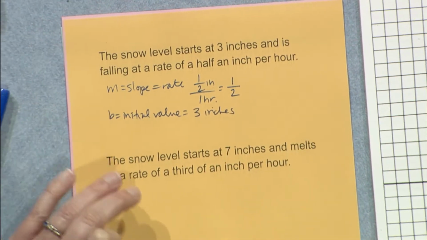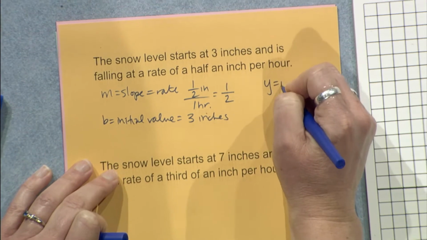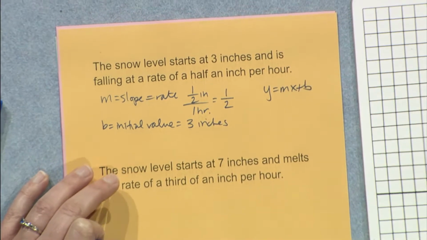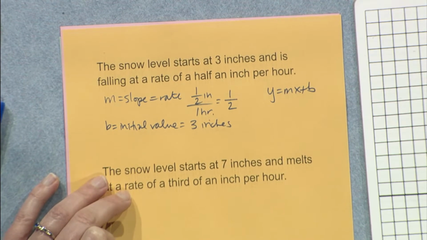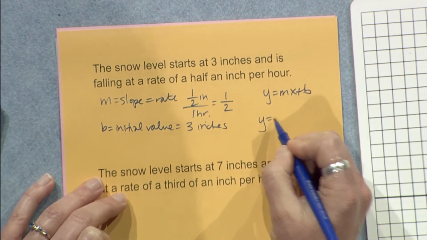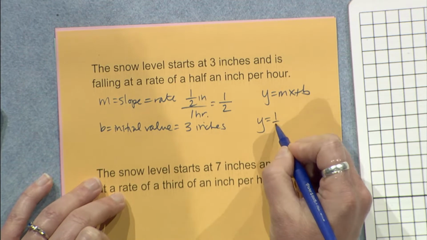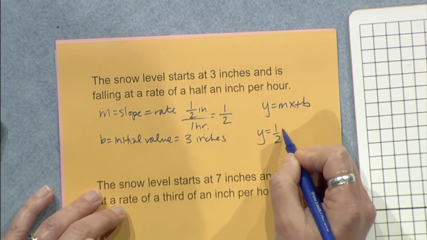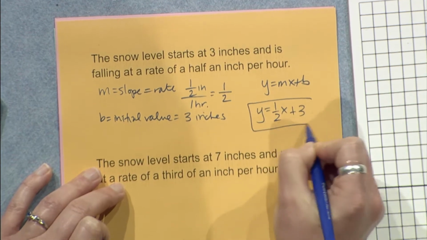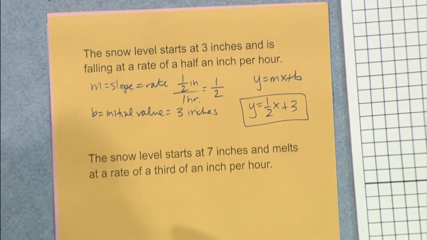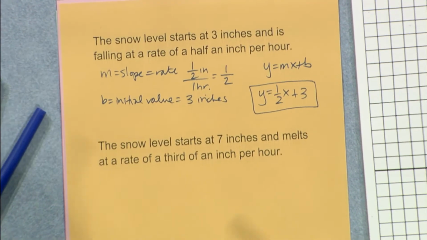And then if I have y equals mx plus b, what is going to be my equation for my first snow increasing? You're going to take 1/2 times x plus b, which is 3. Perfect. So we're going to do the other one also. I could grab a different color, just so we can see the difference.